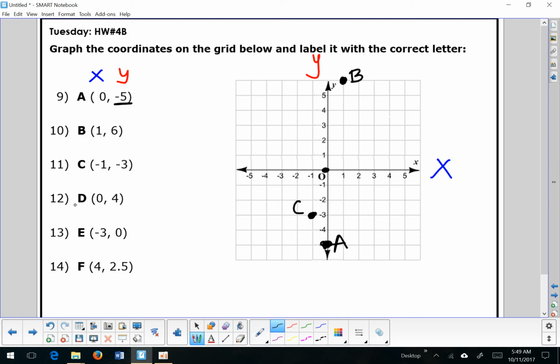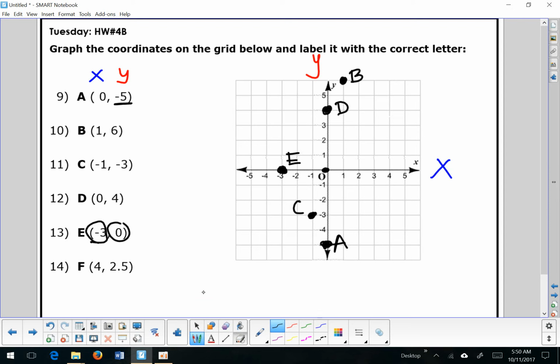Question number 12. Letter D, 0 on my x, 4 on my y. 0 along x, so no movement along x, +4 movement along y. Label it with your letter given. Letter E, -3 along my x-axis and 0 on my y-axis, so no units up or down. So I would remain on the axis.